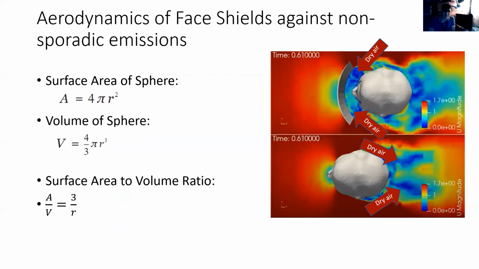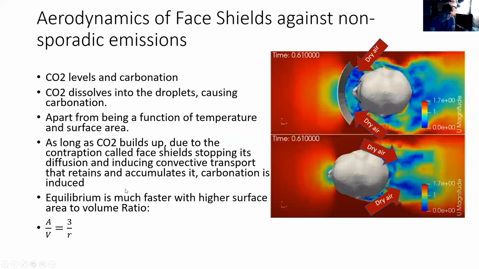And if we take note, the surface area of the sphere is given by this equation. The volume of the sphere is also given by this equation. If we take the surface area to volume ratio, we arrive at this equation. So it's actually inversely proportional to the radius. So as droplets get smaller, the more they accommodate a process called carbonation. So the CO2 dissolves into the droplets, causing carbonation.